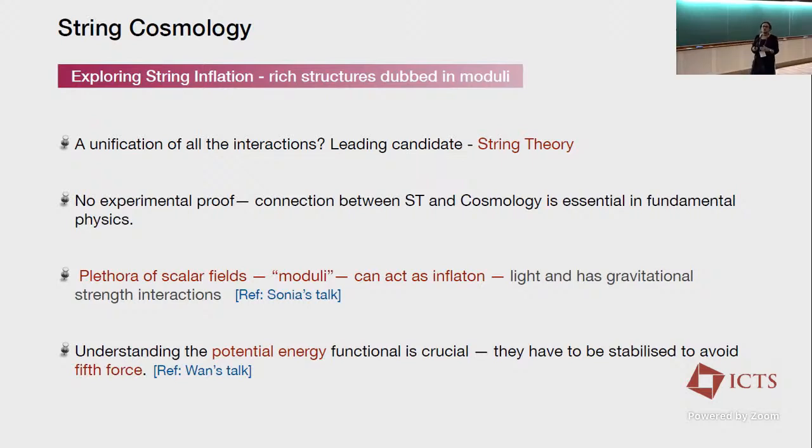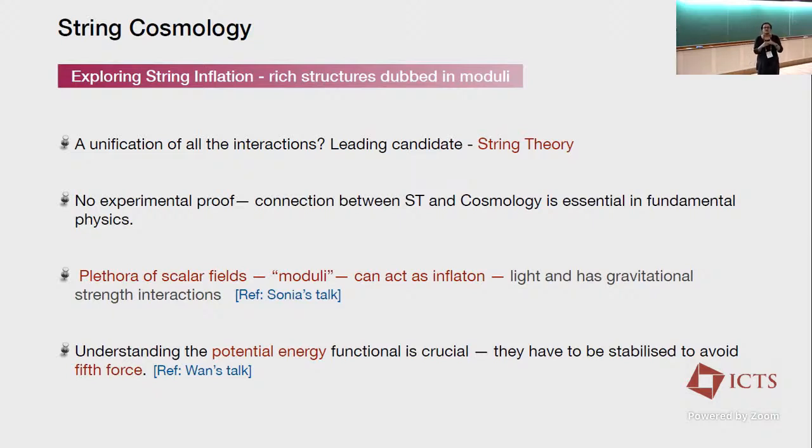String theory for the last 4 decades has been one of the leading candidates, but not the only one. There are probably many other quantum gravity candidates. String theory, being the leading candidate, can provide those potential energies. Because string theory considers 10 dimensions, once you dimensionally reduce, which means once I get rid of the extra dimensions, you get a 4-dimensional effective field theory.